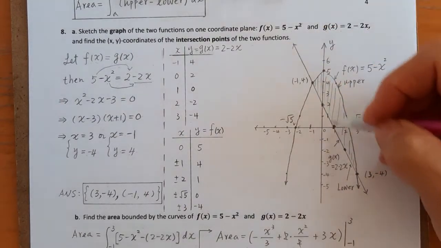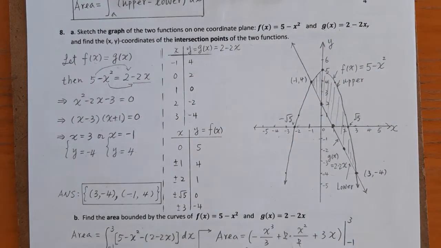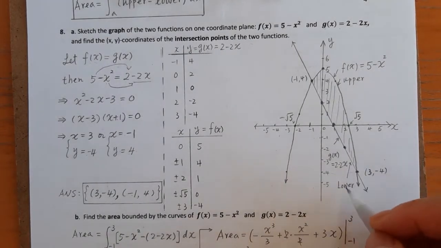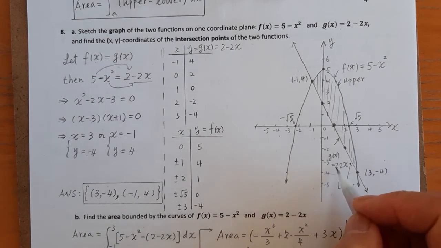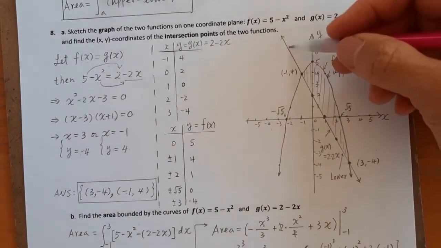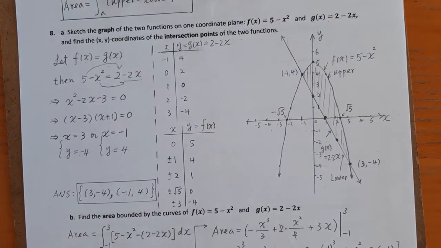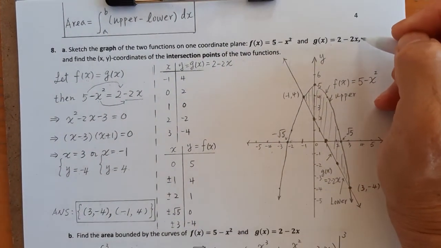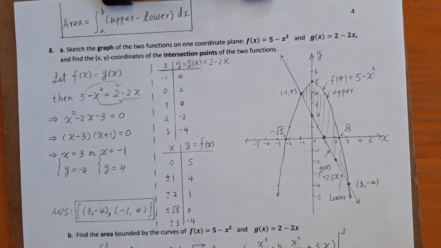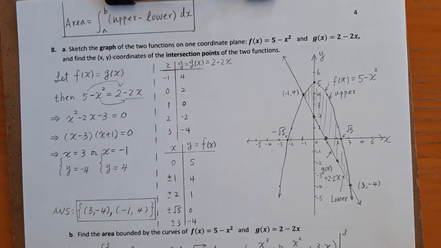And those 5 points on the same line connect, and you get the straight line. So this one is g of x equals 2 minus 2x. The graph is a straight line, because the degree is 1, so it's a linear function.